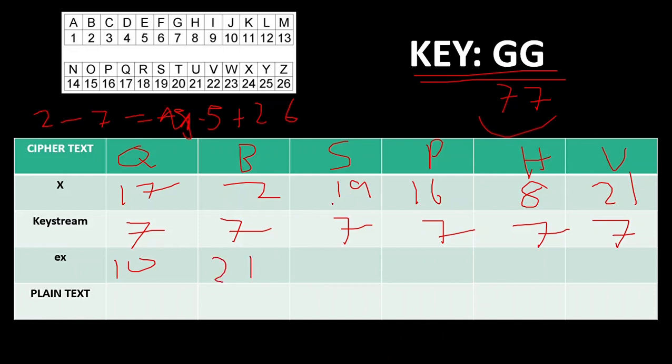19 minus 7 is 12. 16 minus 7 is 9. 8 minus 7 is 1. 21 minus 7 is 14. There we go. So now 10. Where is 10 here? 10 is J. 21 is U. 12 is L. 9 is I. 1 is A. And last but not the least, 14 is N.